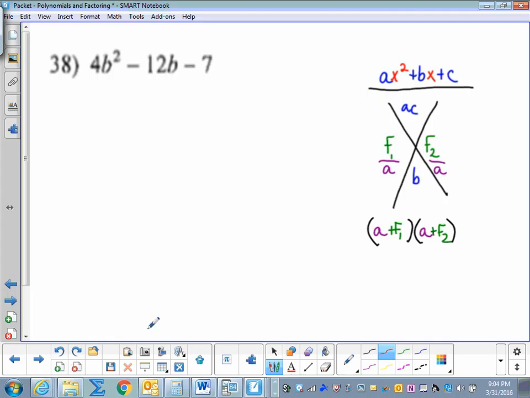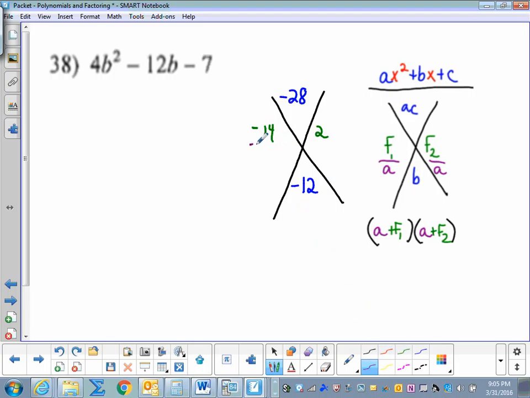Let's go to 38. So let's start by drawing an x. We're going to take 4 times negative 7, which is negative 28. We're going to place the b of negative 12 here. And now we're going to come up with factors of 28 that differ by 12. So I know 14 and 2. To get a negative 12, I'm going to have a negative 14. So they multiply to give me negative 28 and add to give me negative 12.